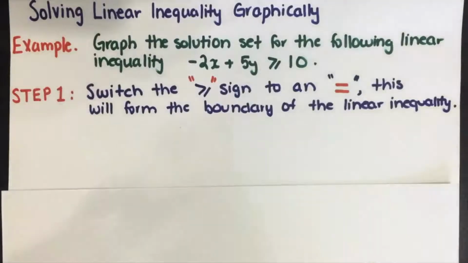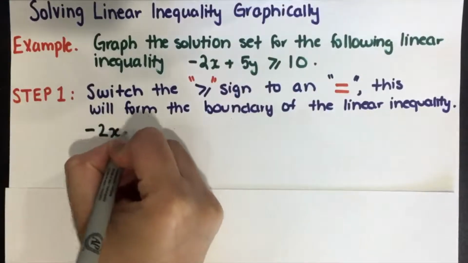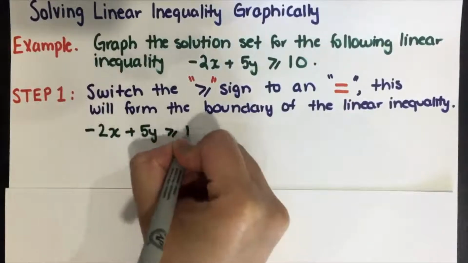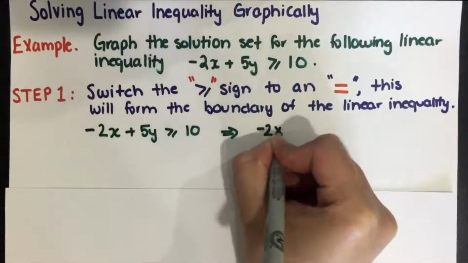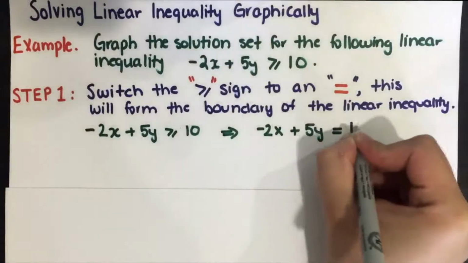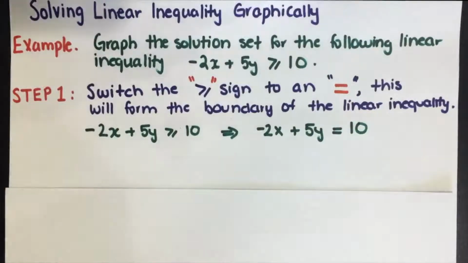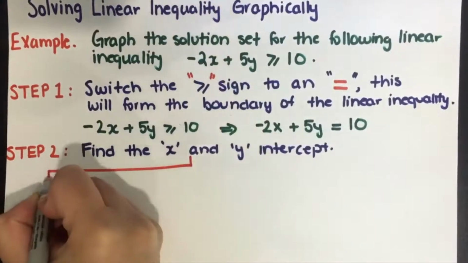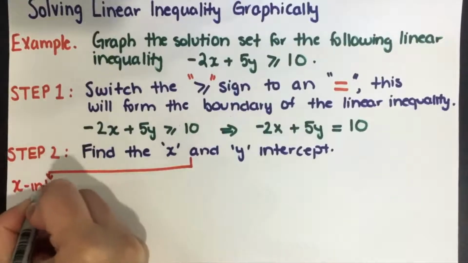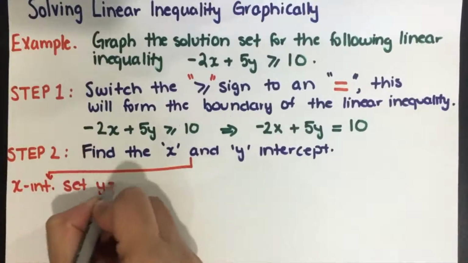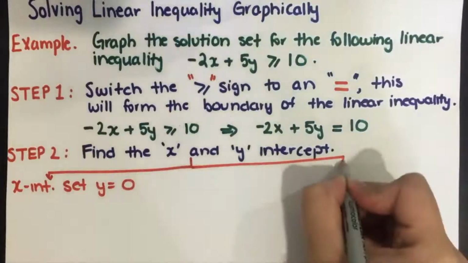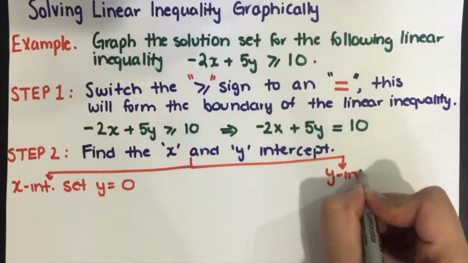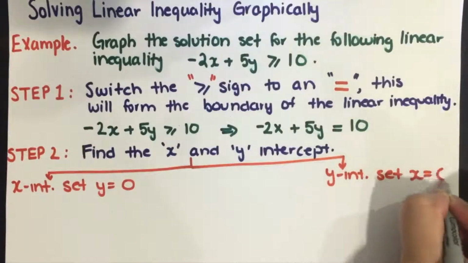So we're going to switch negative 2x plus 5y greater than or equal to 10 to negative 2x plus 5y equals 10. That is the first step. So the second step is to find the x and y intercept. Well, in order to find these, we have two steps to take. To find the x-intercept, we have to set y equal to 0. To find the y-intercept, we have to set x equal to 0.